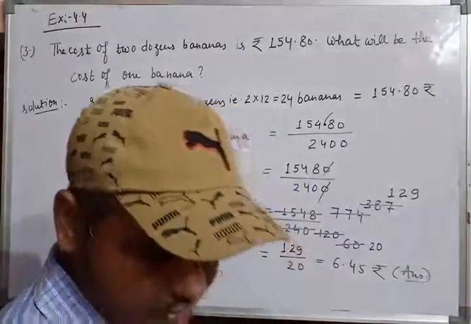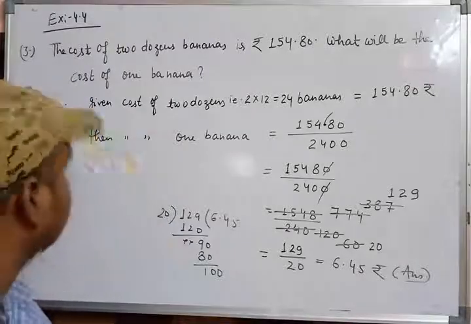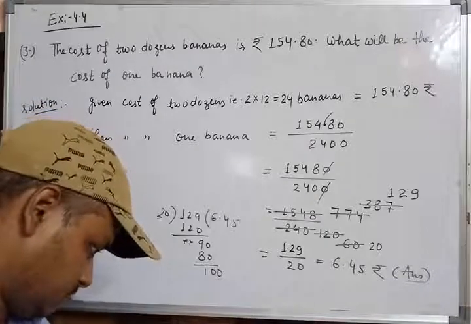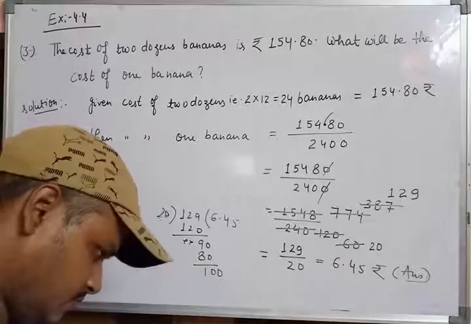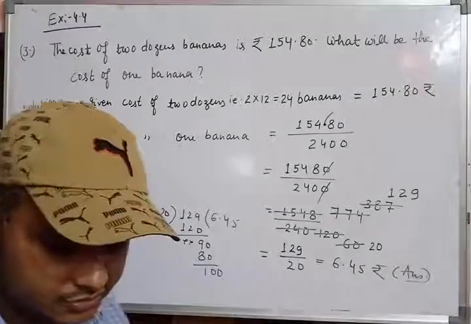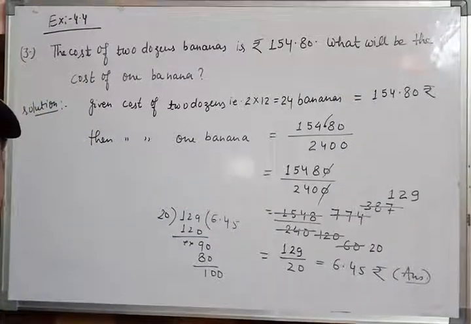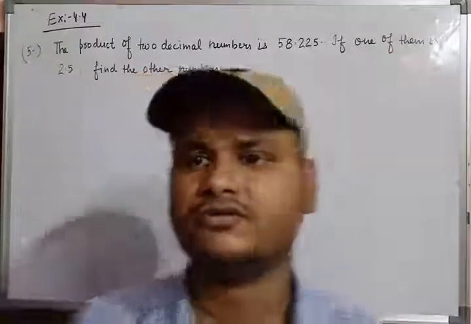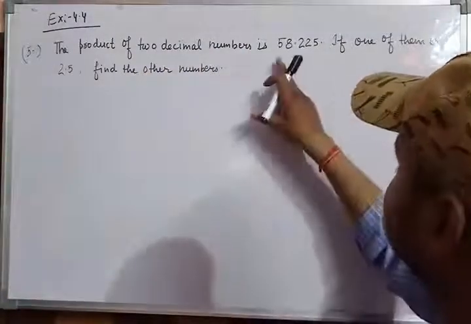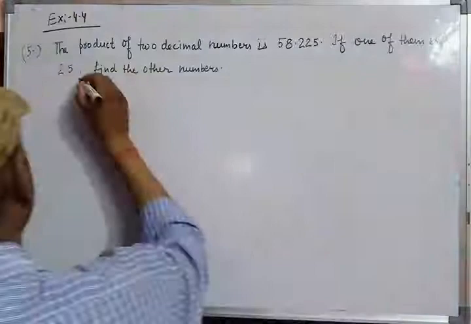Let me check whether the answer is correct or not. 6.45, question number 3. Yes, it is correct. So students, before moving on to the next question, pause the video to note it down in your copy or take a screenshot. So students, we are moving on to the next question. Question number 5: the product of two decimal numbers is 58.225. If one of them is 2.5, then find the other number.